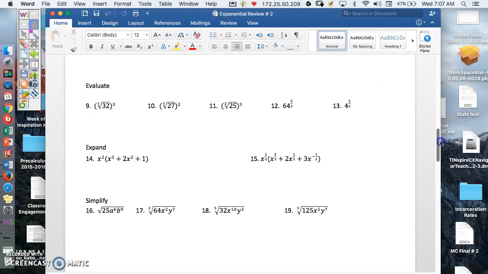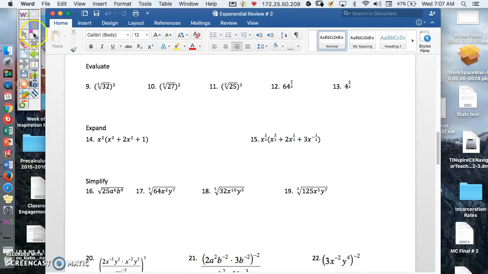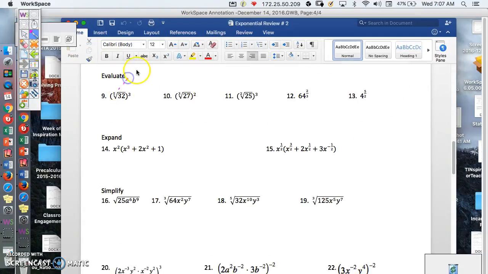On this next page here, we're going to take a look at evaluating some of these. So the fifth root of 32 cubed. So we're thinking some number to the fifth gives you 32. So that's 2 cubed, which is 8. So the cubed root of 27, what cubed gives you 27? Well, that would be 3 squared, which is 9.